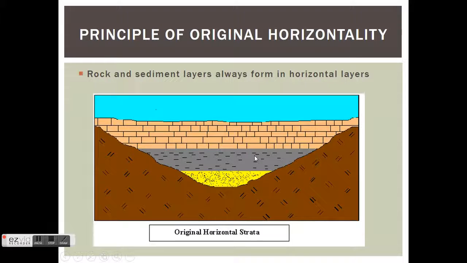The next principle or law that we learned about was the principle of original horizontality, which basically means that when sedimentary rocks form, they form flat. So if they're not flat, then something had to happen to them. And we usually refer to that as a fold.